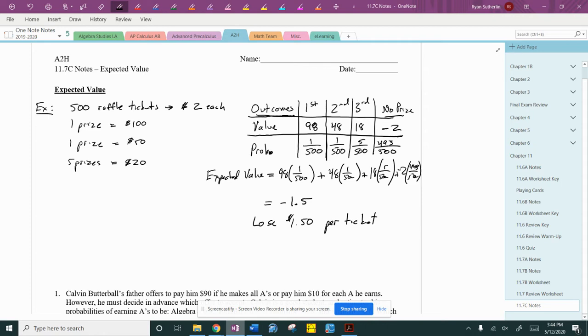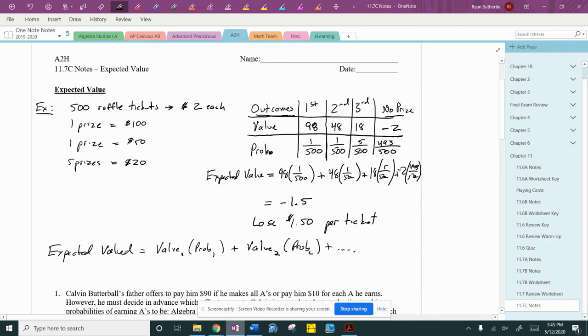So if I want to find the expected value of an event, then what I'm going to do is just take the value of the first event times the probability that that happens, plus the value of the second event times the probability that that happens, plus all the way down.